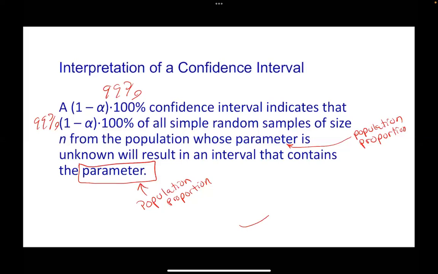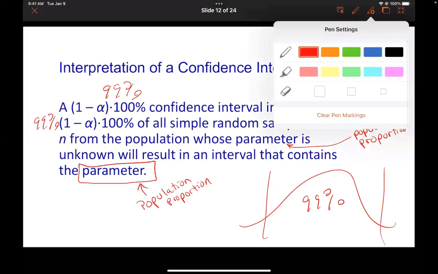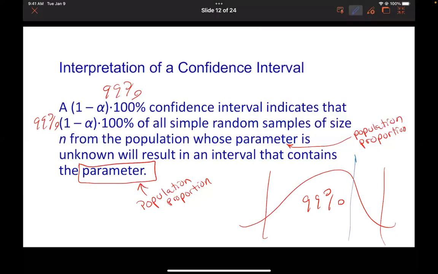So if I create this interval right here, this is a 99% confidence interval, 99% of those samples will contain my population proportion. Now it could be over here, or over here. It could be anywhere in here, but somewhere in here will be the actual population proportion. Whatever the actual value is will be somewhere in there. And so we're using our confidence interval to estimate that. If that makes any sense.